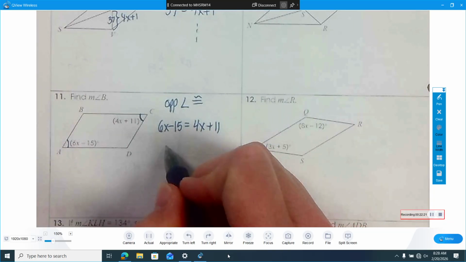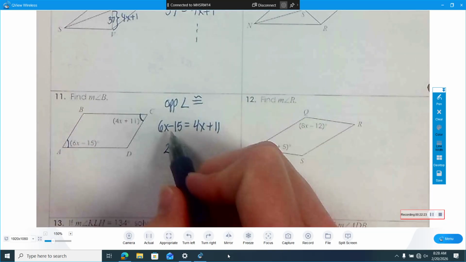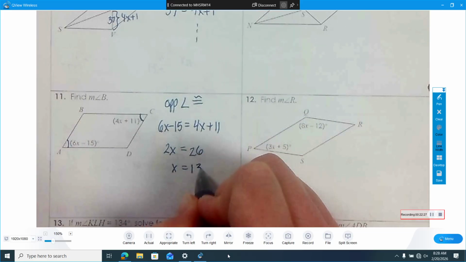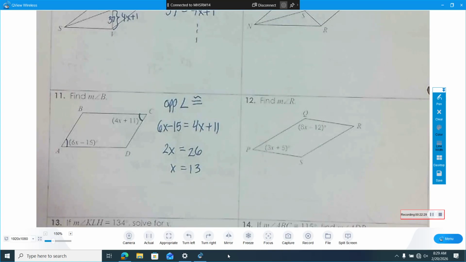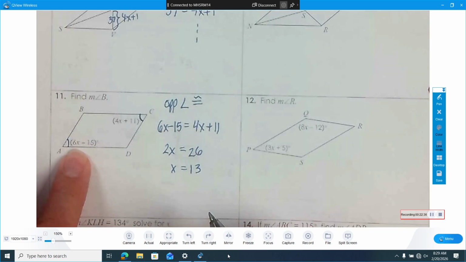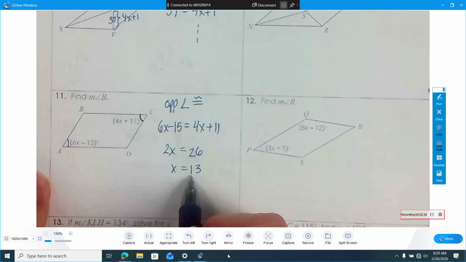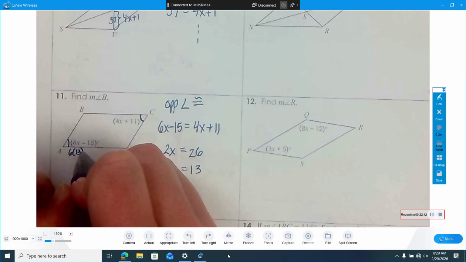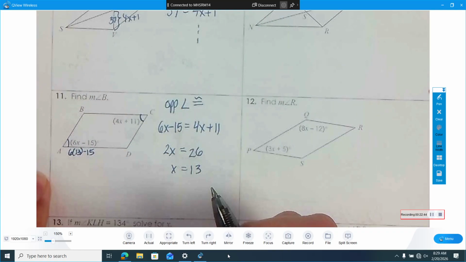I'm going to subtract 4x. That gives me 2x. I'm going to add 15. That gives me 26. So x equals 13. How do I figure out the measure of angle B? Yes, very good. So we're going to take 13 and plug it back in. So 6 times 13 minus 15 gives me, what does it give me?